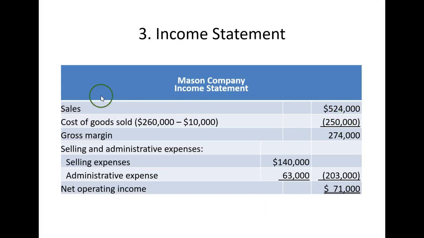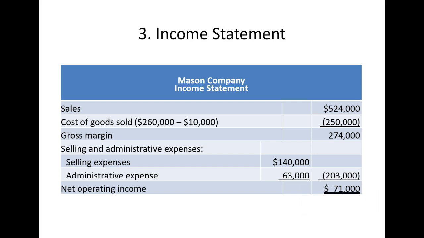Here it is. Sales, again, just a made-up number from your chapter, $524,000. Cost of goods sold, there's the $250,000. Our gross margin or gross profit, $274,000. And then we take away the total of our selling and administrative expenses to get net operating income. And of course, below net operating income, we would have those non-operating items, and then finally we would have net income, after we take away the income tax expense.